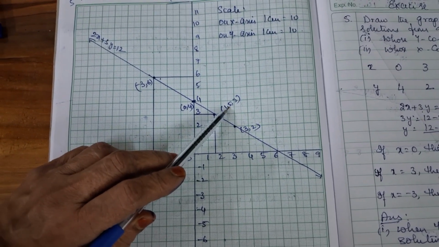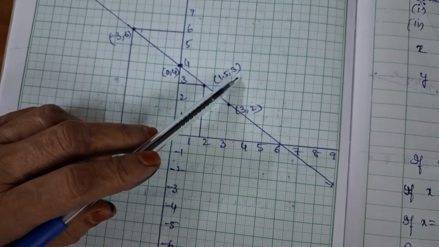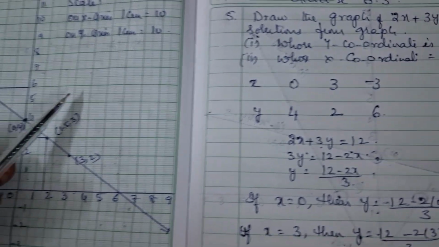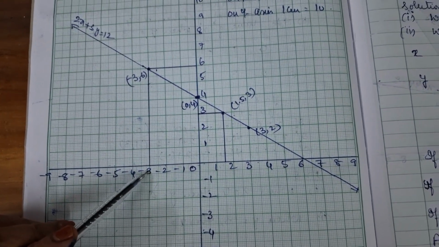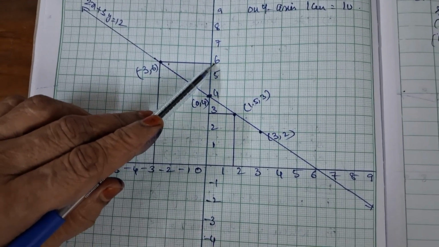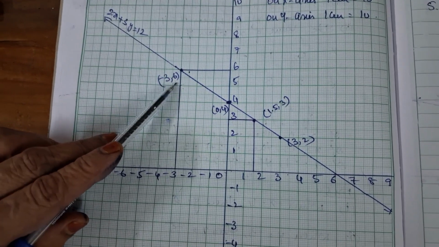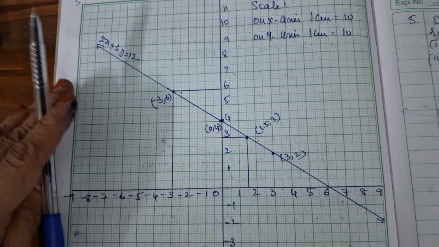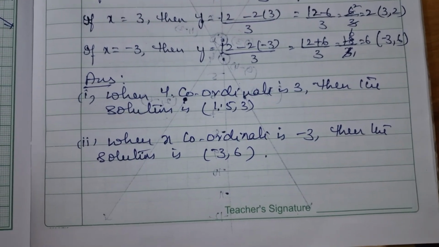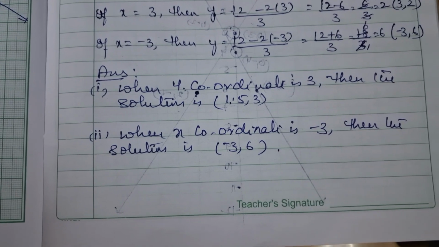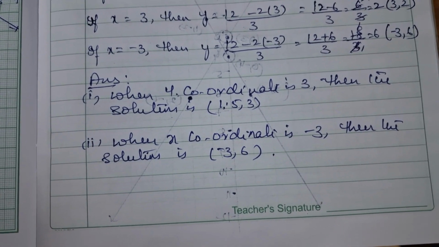it is 1.5. So (1.5, 3) is the solution for this. Next question: the x coordinate is minus 3. So I have taken x coordinate minus 3. I took this line up to this, and where it is intersecting here, it is 6. So (minus 3, 6) is the coordinate where the x value is minus 3 and the y value is 6. So these are the solutions, children. I have written this here, you see. When the y coordinate is 3, the solution is (1.5, 3). When the x coordinate is minus 3, the solution is (minus 3, 6).